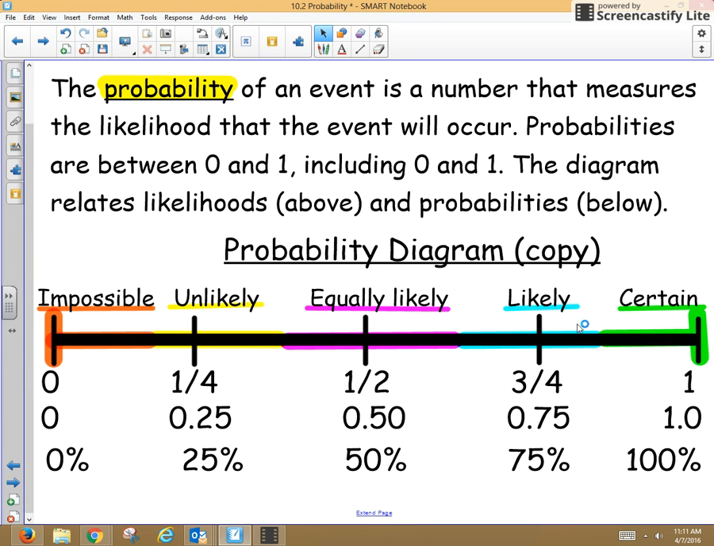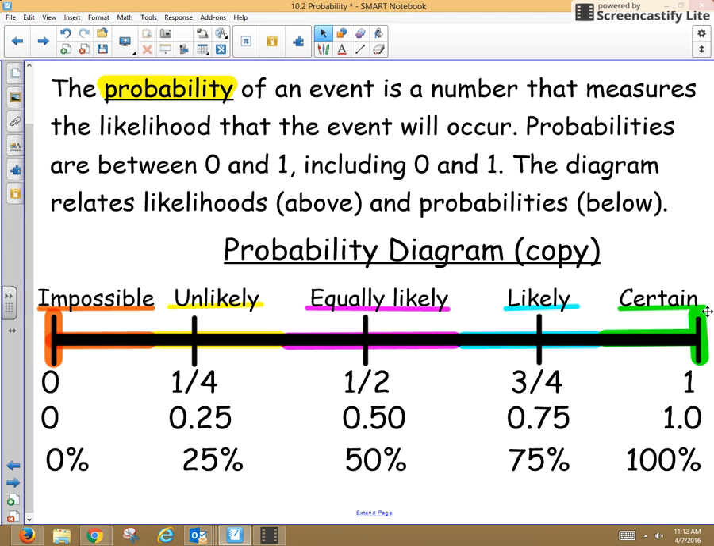Now, as we move more to the right, our chances are getting better. Something is likely to happen if I have a 3 out of 4 chance. 3 out of 4 is 0.75, which is a 75% chance.